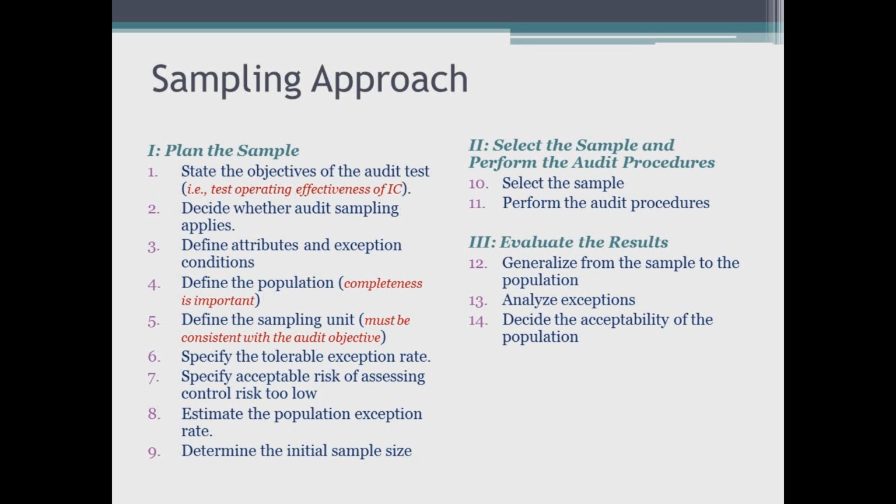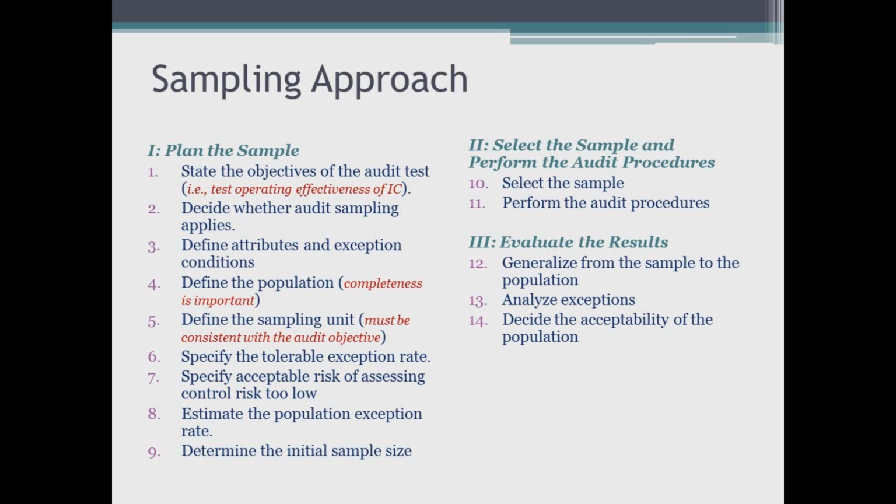If shipping documents trigger revenue recognition, then for completeness we're going to go from the shipping documents back to the sales journal. So the sampling unit in that case would be the shipping document. Do you see why it's important to understand your transaction-related objectives? Because if you don't understand your transaction-related objectives, you're not going to select the right sampling unit.